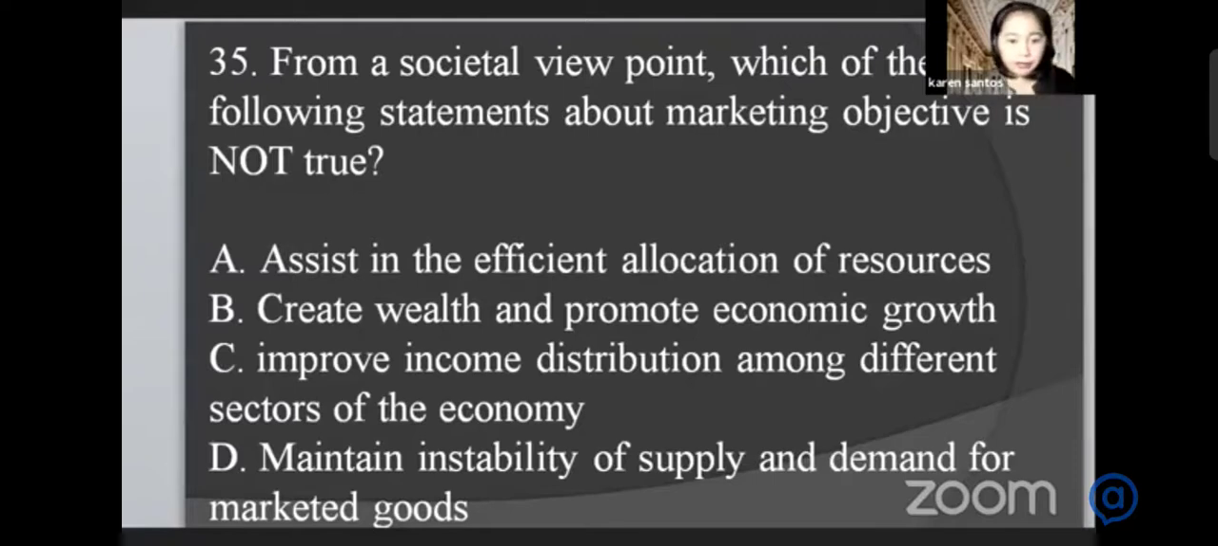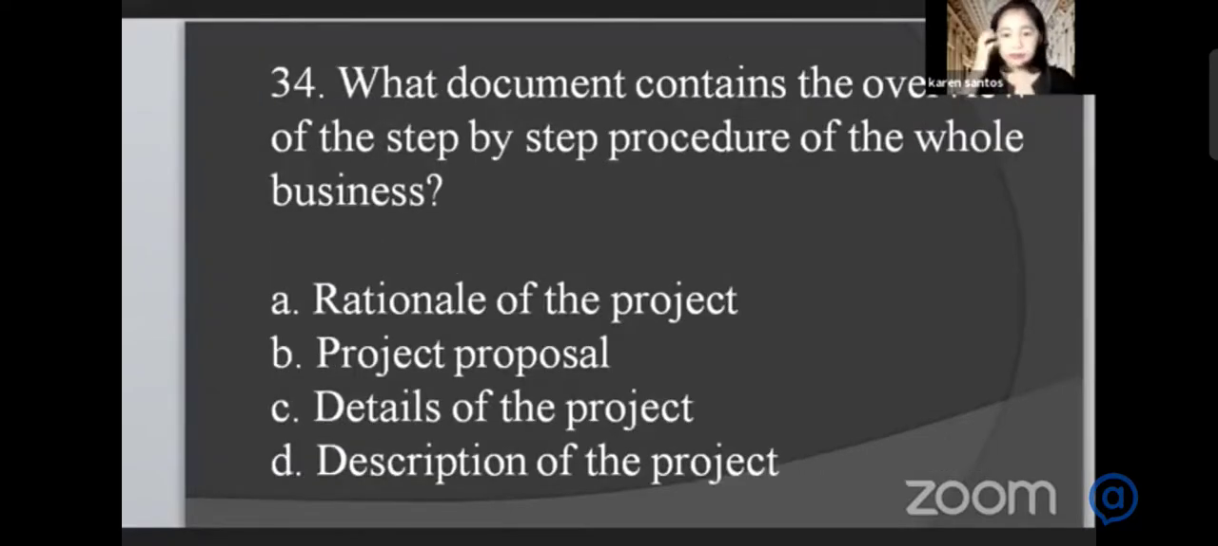Okay, so for number 36, what document contains the overview of the step-by-step procedure of the whole business? A. Rationale of the project. B. Project proposal. C. Details of the project. And D. Description of the project.